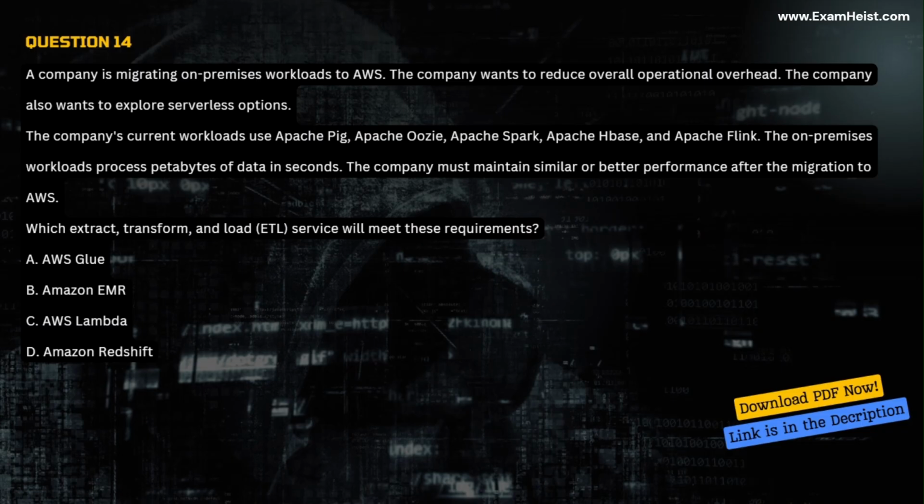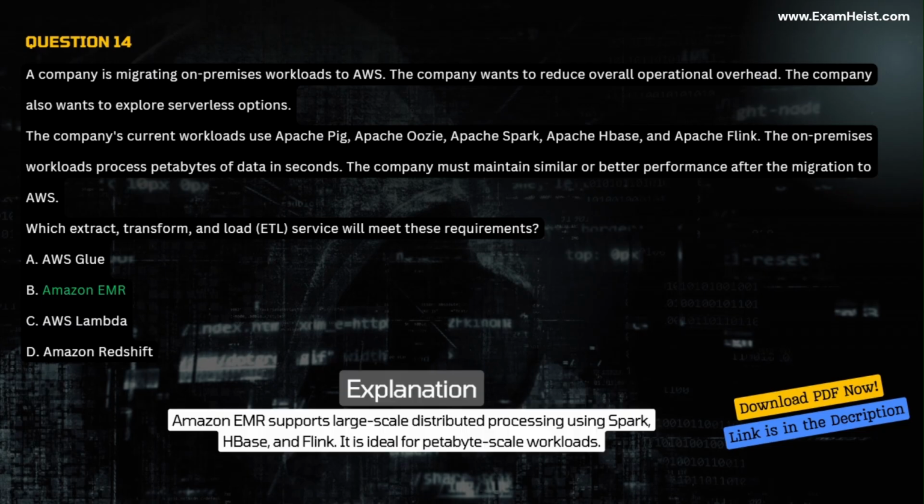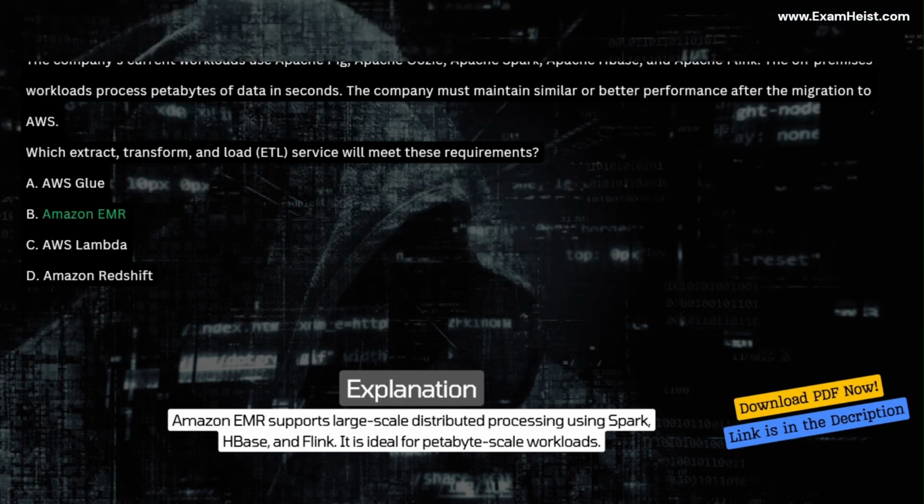Amazon EMR. C. AWS Lambda. D. Amazon Redshift. Correct answer B. Amazon EMR. Explanation. Amazon EMR supports large-scale distributed processing using Spark, HBase, and Flink. It is ideal for petabyte-scale workloads.